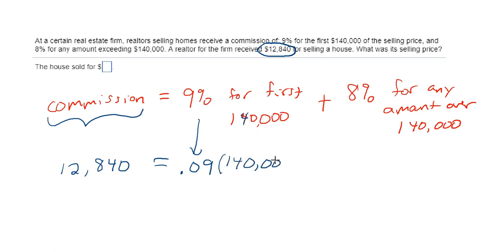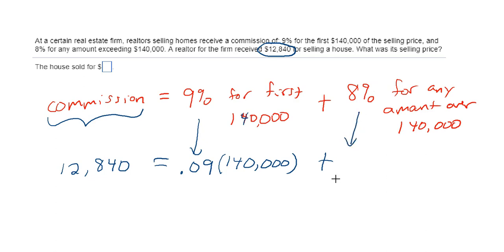Which I think is safe to assume that this house sold for more than $140,000. So they'll get 9% of that full amount, plus, so there's no variable there, right? Because we know it's for the entire 140,000. So it's a known number.